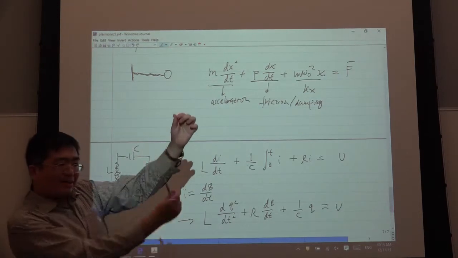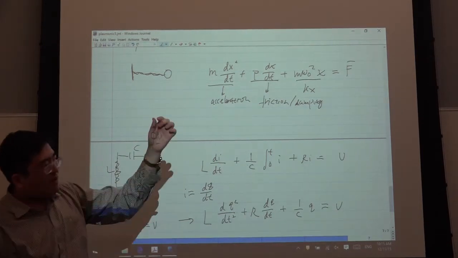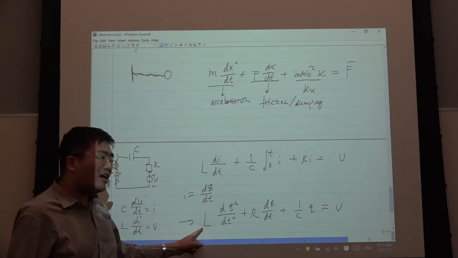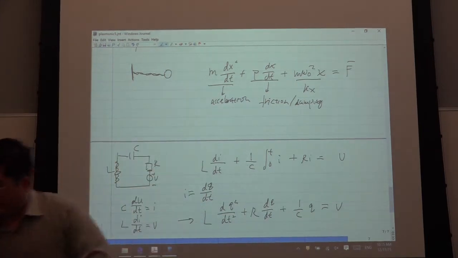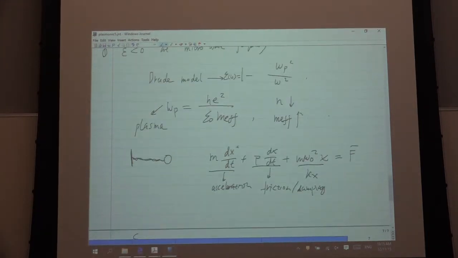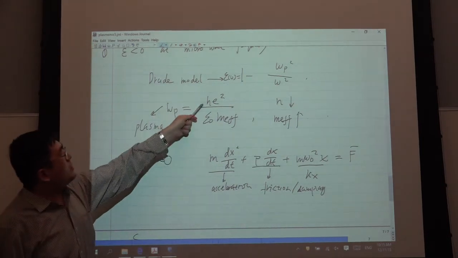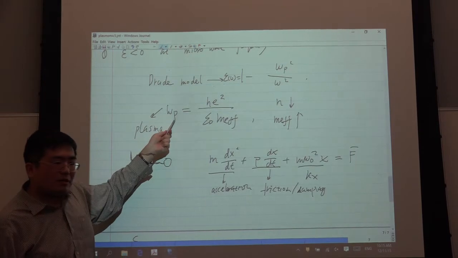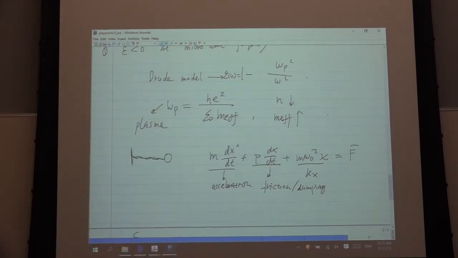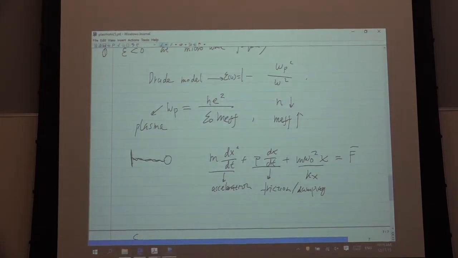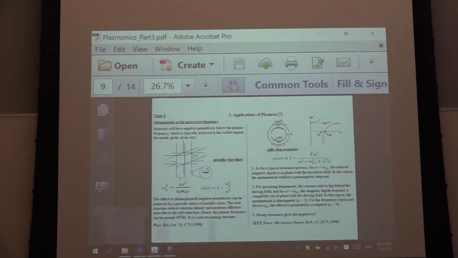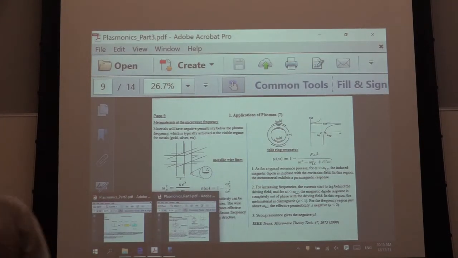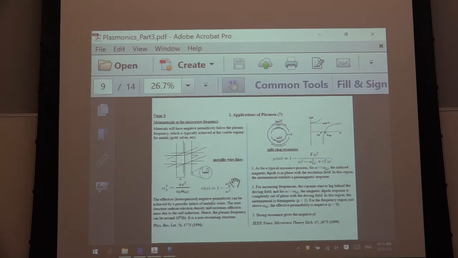So they use very thin wire. They increase the self-inductance, so they increase the effective mass. Increasing the effective mass reduces the density, and finally reduces omega_p, going to the microwave frequency. This is the simplest idea. So finally they can achieve this negative permittivity below omega_p. This is by Pendry.